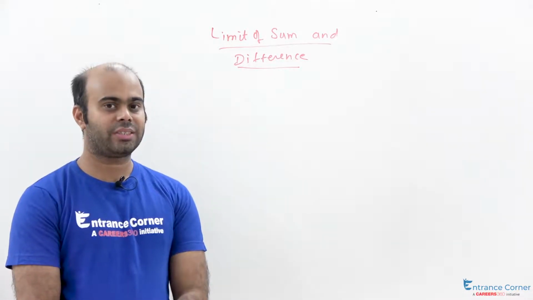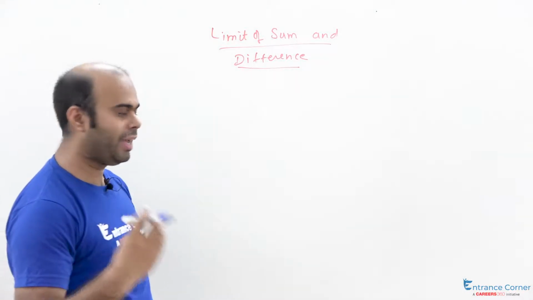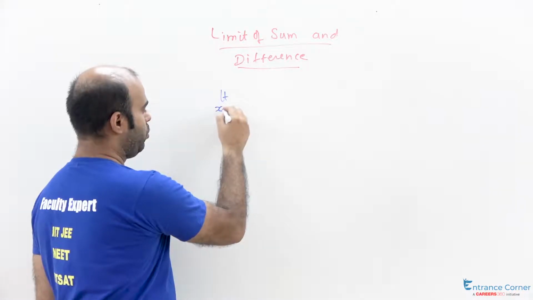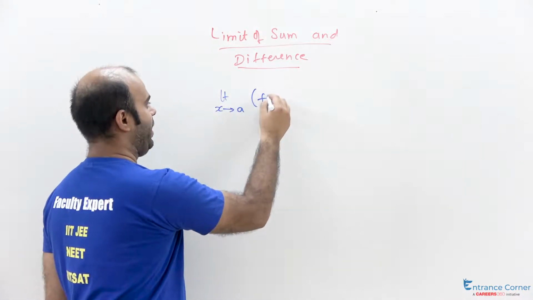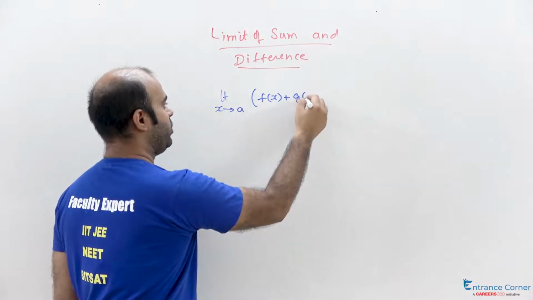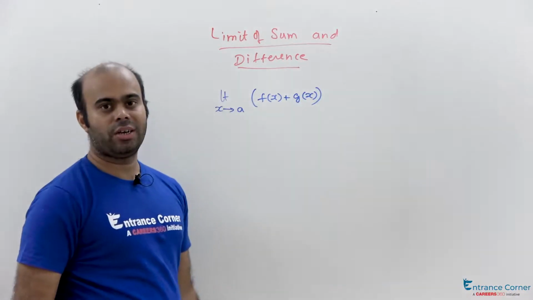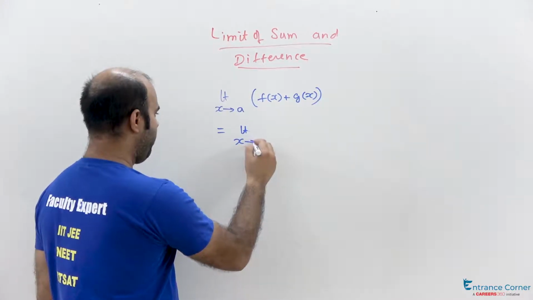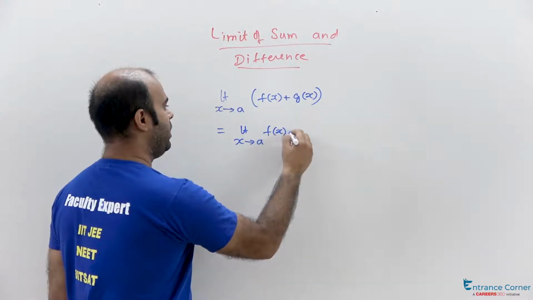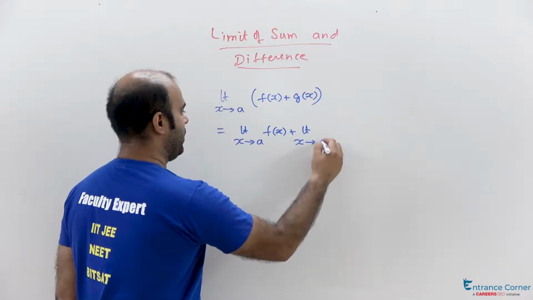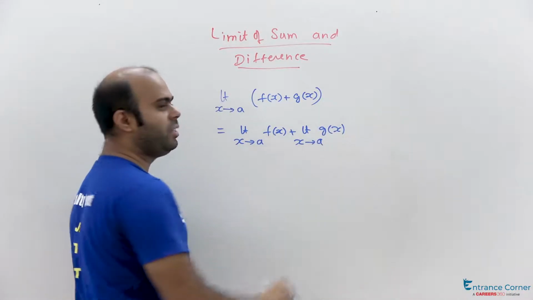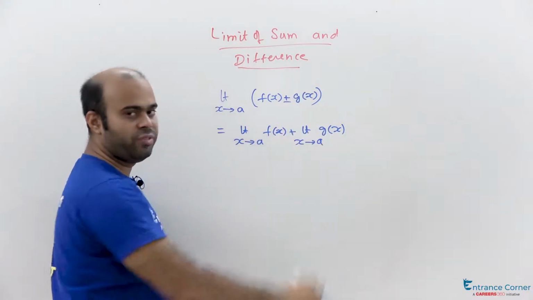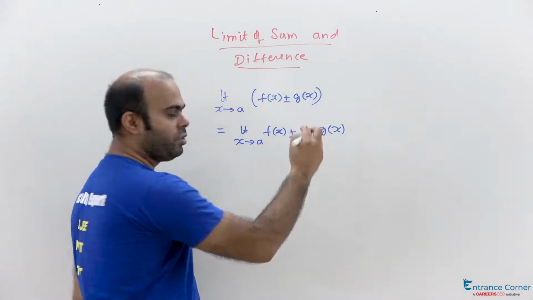Here we are going to discuss the important property which limits follow. It says that the limit as x tends towards a of f(x) plus another function g(x) can be obtained even if we write f(x) and g(x) separately, apply the limits, and then add them. There is no problem in that. Similarly, we can take the difference of these two functions, and here we can also take the difference.